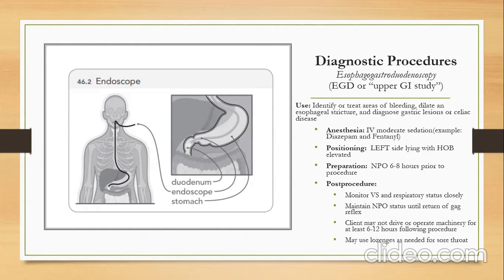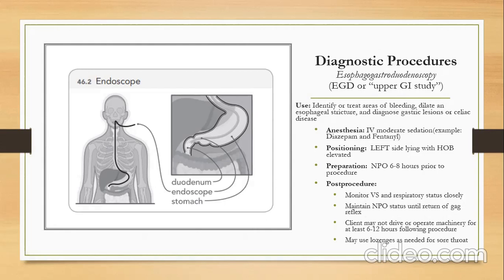The procedure requires moderate sedation. It's going to be hard to go down into somebody's stomach with a camera without some level of sedation. It's not general anesthesia, but it is moderate sedation, and that usually entails some sort of benzodiazepine, usually diazepam, which is Valium, or midazolam, which is Versed, and it may include fentanyl, which is a pain medication also used to relax them. Positioning: they're going to be positioned on their left side for the procedure.